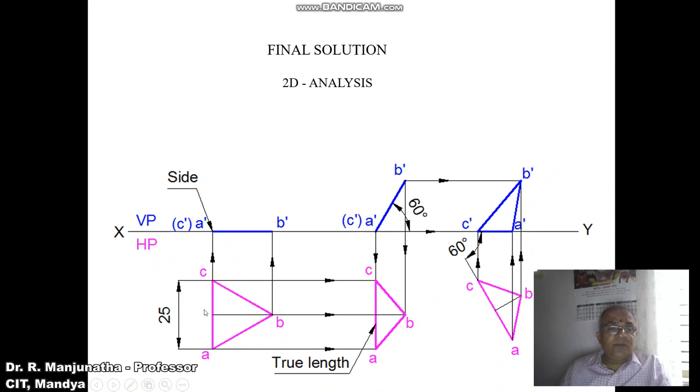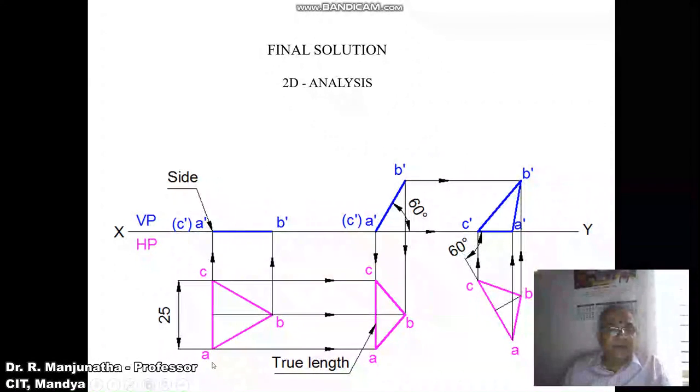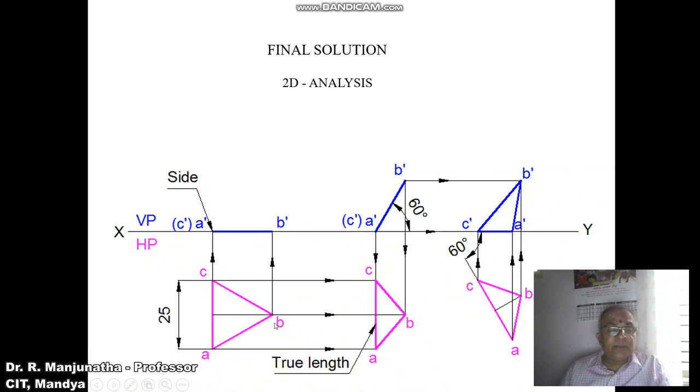Then draw a vertical projector from A and C to the XY line, and draw a vertical projector from B to the XY line. When you look from the front view, both A and B are near to the observer, so A dash and B dash are visible, and C is away from the observer, so C dash becomes invisible. Then join A dash and B dash with a dark line. Then we can identify this is a side. When you look from the top view, you can see AC is a side and B is a corner, so this becomes the corner and this becomes the side.